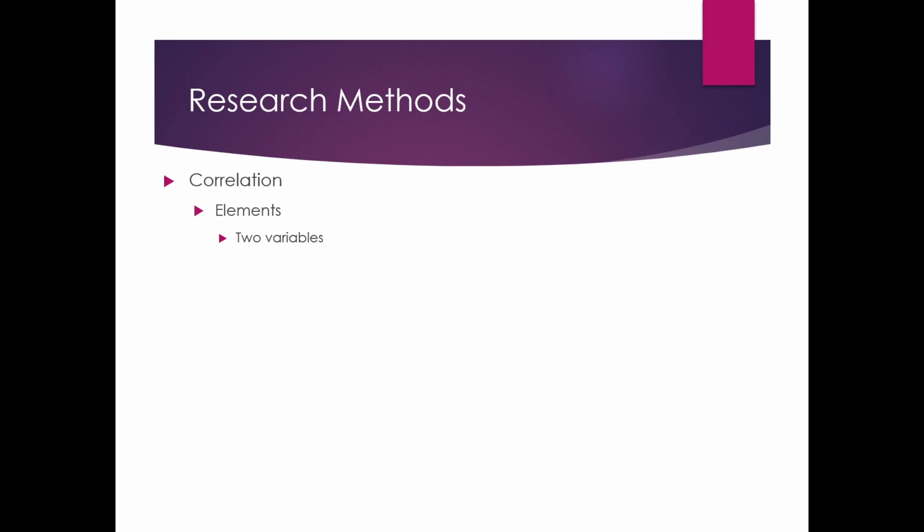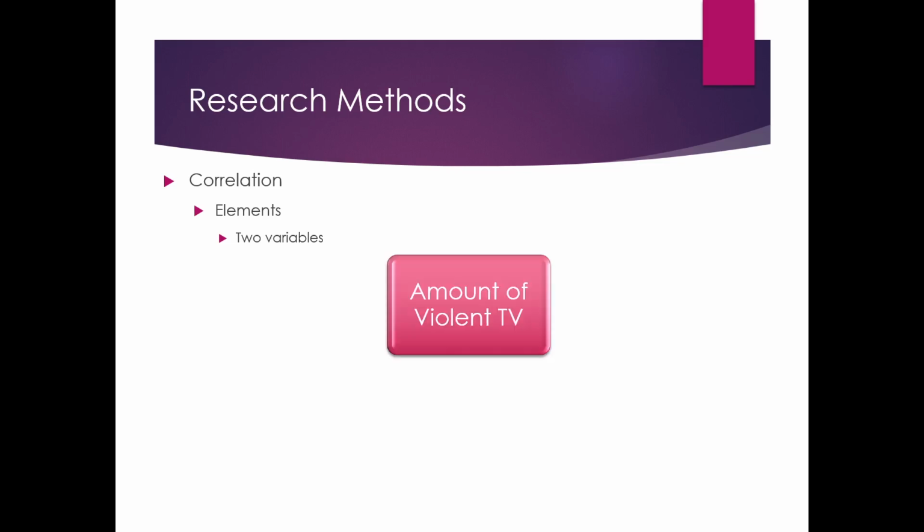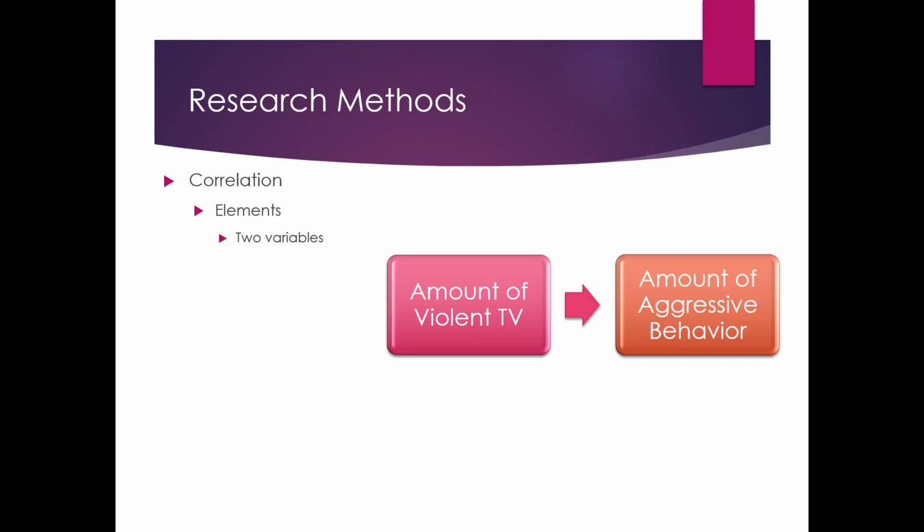There's no control established in correlational research like there is in an experiment or even in a quasi experiment. In a correlational study, we're going to have two variables that have been measured in some way. So, for example, we might measure how much violent TV the child watches, and then we might also measure the amount of aggressive behavior that the child displays. So these are two different variables that can be measured independently.